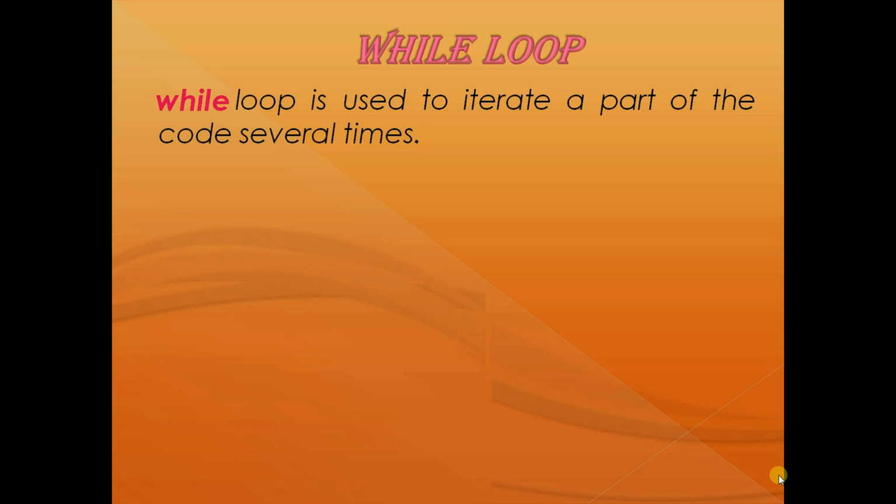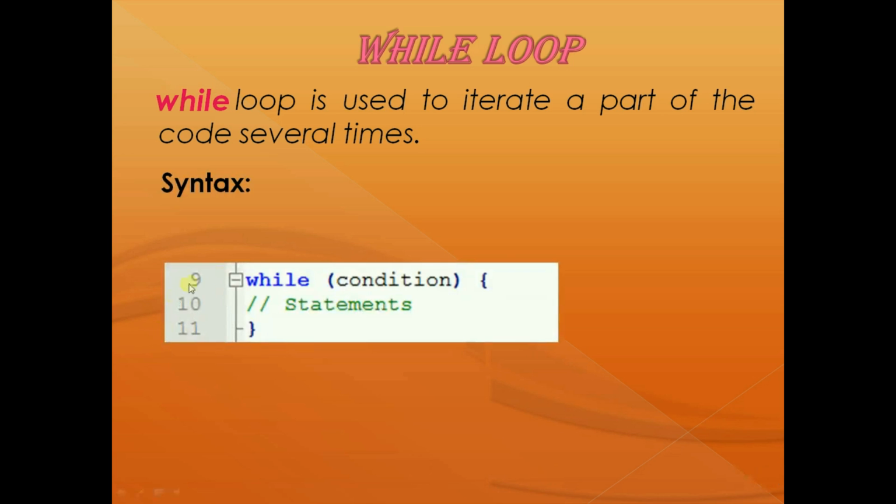First of all, let's discuss the while loop syntax. As the name suggests, it uses the keyword while, then round brackets, and after that curly braces, and inside these braces we put the statements. Here the statements may be a single statement or a block of statements. Above the statements there is a condition. It may be any expression.